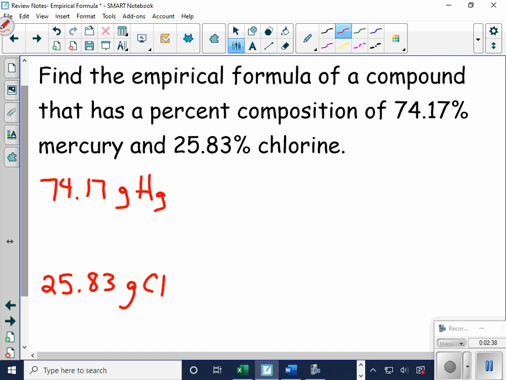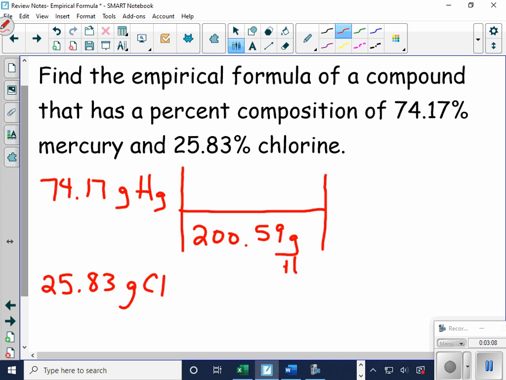Now, why did I put that into grams? Because I'm going to convert from grams to moles. How do I do that? I need to have the molar mass. So I'm converting this to moles. Well, I know that mercury has a molar mass of 200.59 grams of mercury is 1 mole of mercury. Where did I get that value? That came straight off of the periodic table. Okay, that's the atomic weight on the periodic table.